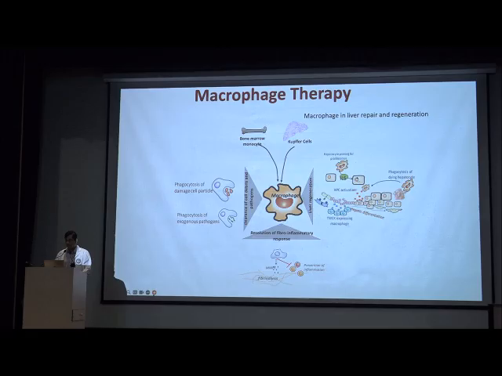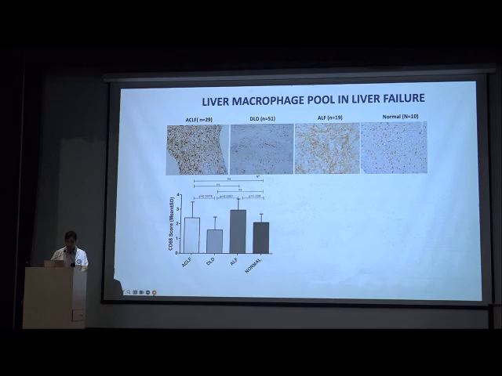Macrophage therapy: I had briefly told you the importance of Kupffer cells in liver repair and liver regeneration. This is again a very widely studied area. There's a very recent study which has been published, and these are some of the factors it looks at. Most importantly, especially in liver failure, it causes phagocytosis of the pathogens, as well as liver repair and liver regeneration.